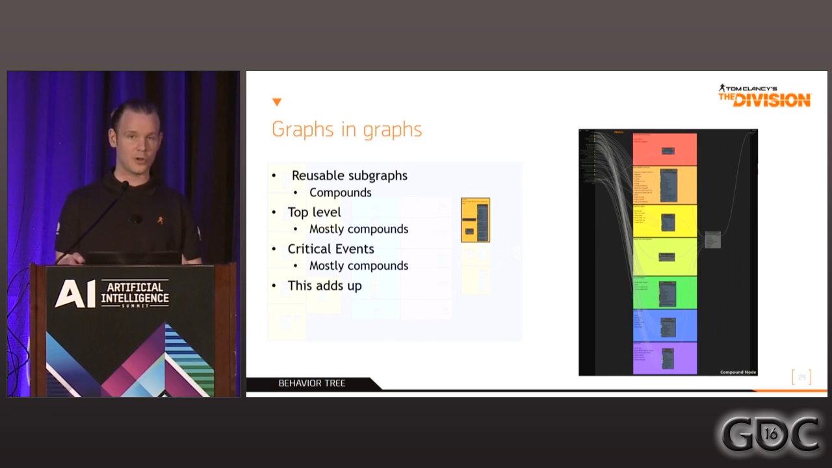Now, what you saw here is just the top level of the tree. Most of these things are actually compounds. So if we take a look at the critical events, for example, that again mostly contains another layer of compounds. It doesn't continue ad infinitum, but it does add up.